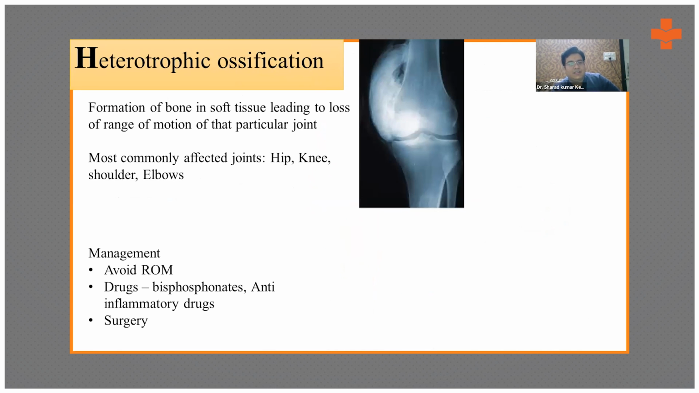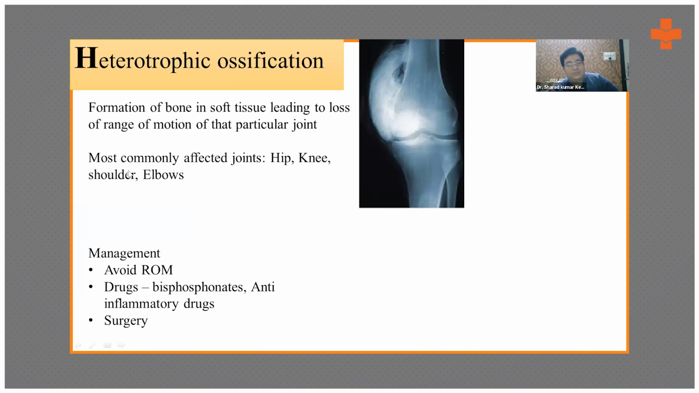So another thing is heterotopic ossification. In this, there is an extra bone formation within the soft tissue. So this is the formation of lamellar bone basically in soft tissue, leading to loss of joint range of motion for that particular joint. In this case, we have a knee joint here, and this is on the lateral aspect. You can feel the bone forming there.